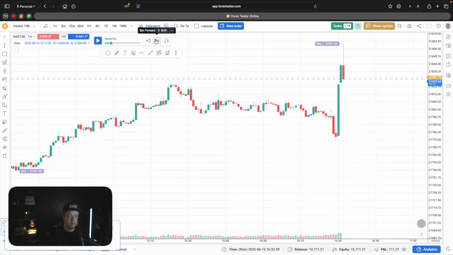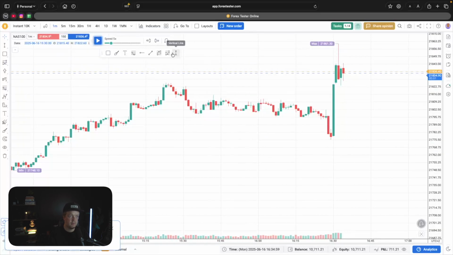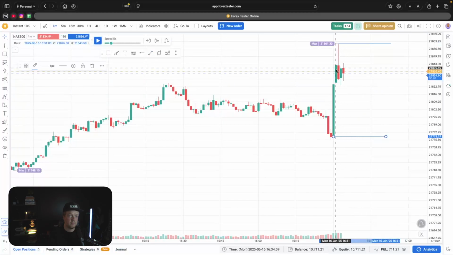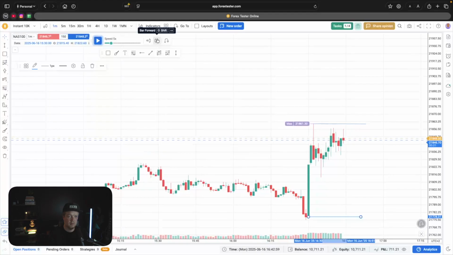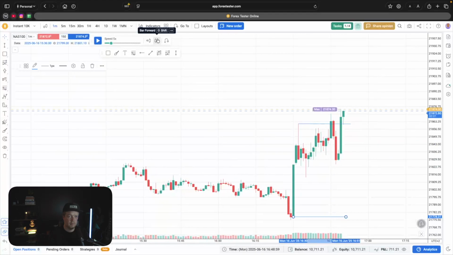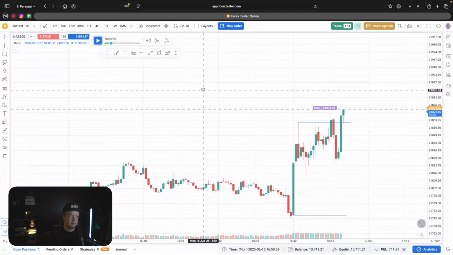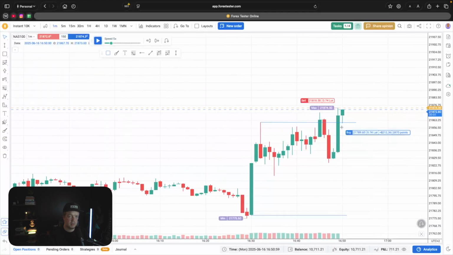1, 2, 3, 4, 5. High. Low. 1, 2, 3, 4, 5. Let's see what happens. There's our fair value gap. The reason why I'm choosing this one is that it went to the outside as well. So there's our fair value gap.